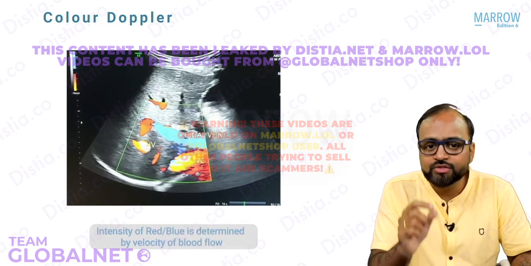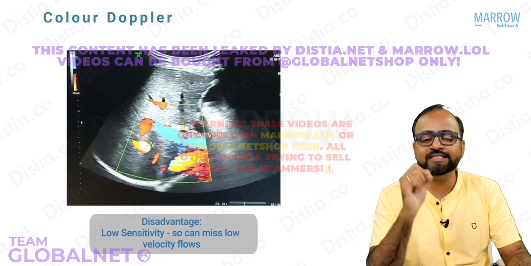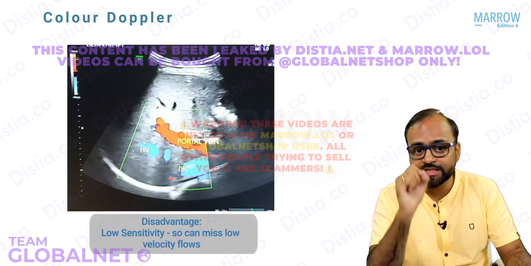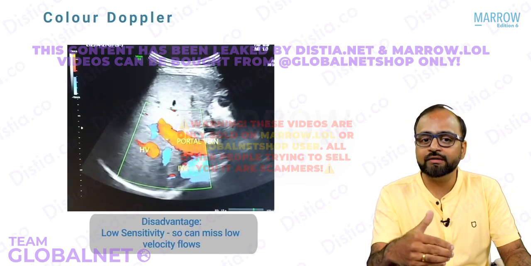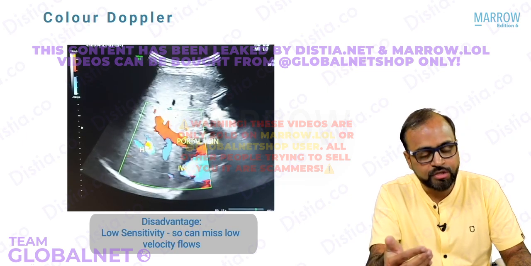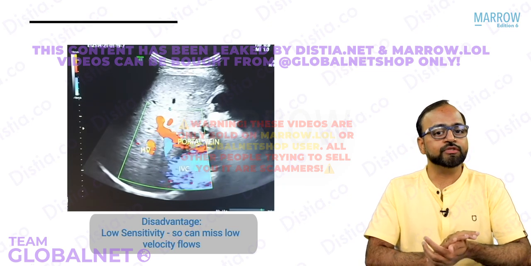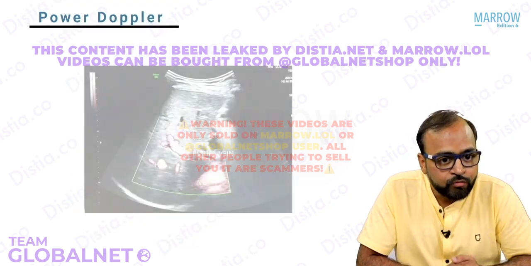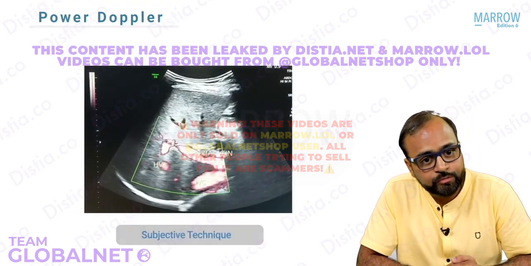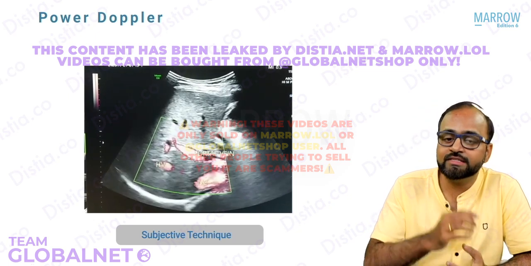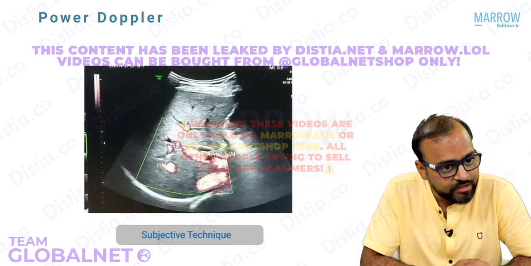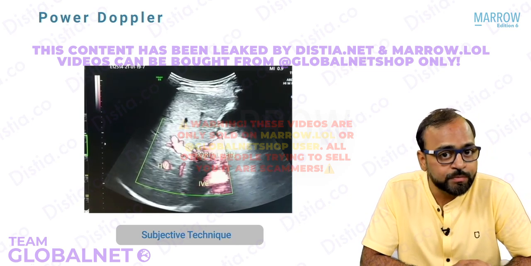Remember. Okay. So color Doppler has one disadvantage, that it has slightly low sensitivity, and therefore it can miss flow in certain situations if the flow is very slow. Therefore, there is an advancement of color Doppler which is called power Doppler. What is the difference? This is also color coded information. This is also a subjective method. We can see the flow, but we cannot measure the flow, right? But what is the most important difference?